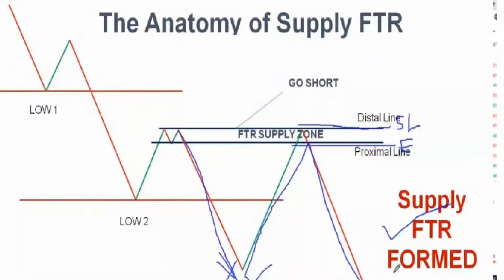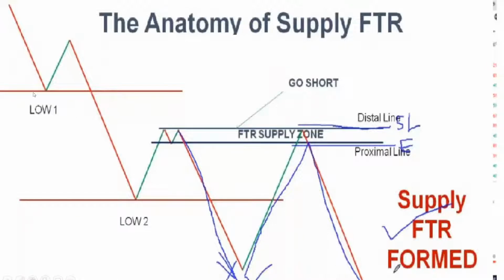So what is a supply FTR? Basically, you see that there is a low. When this low is broken, we get another low, that is low 2. And once this low 2 also gets broken, before breaking, you see there is a zone, a demand supply zone, that is created. And once price again comes back to this zone, you see the selling again starts.